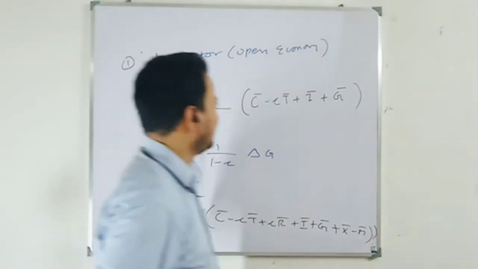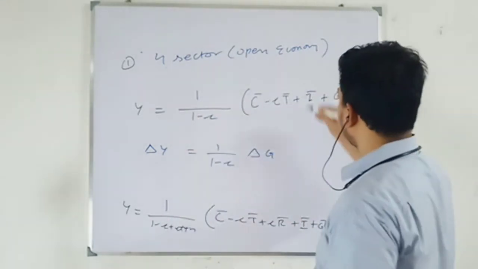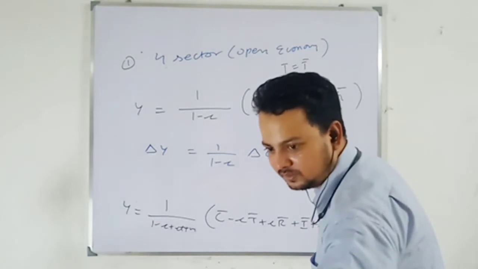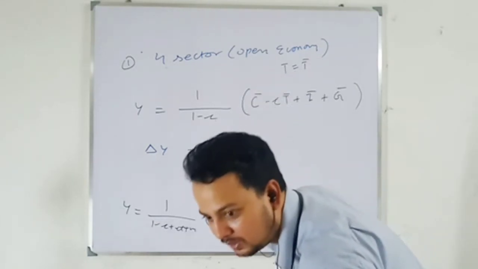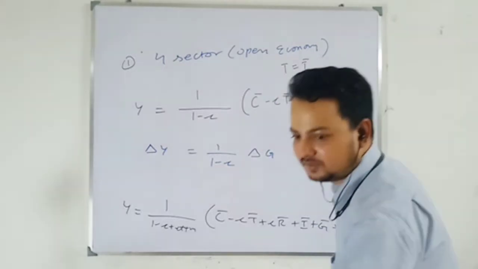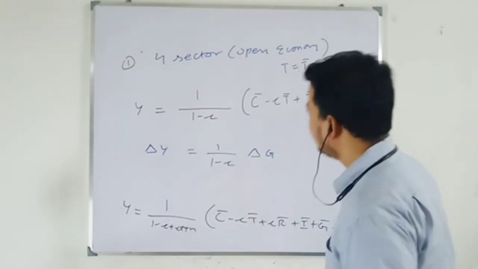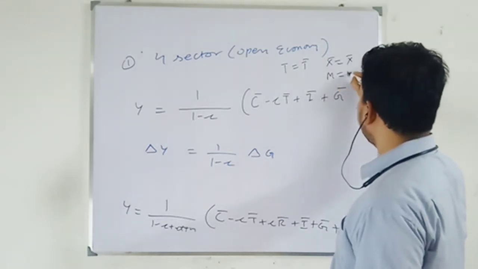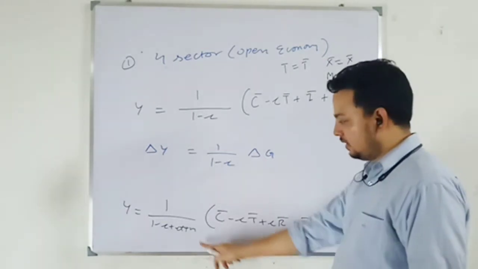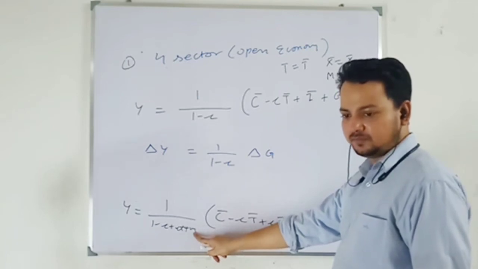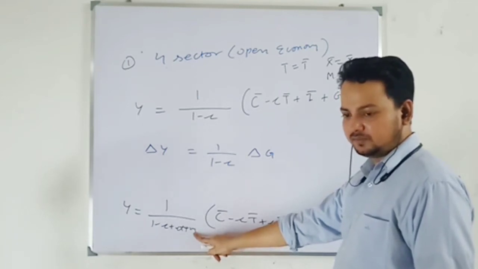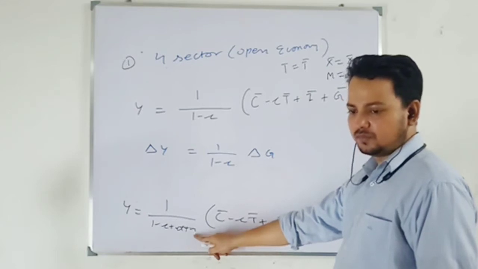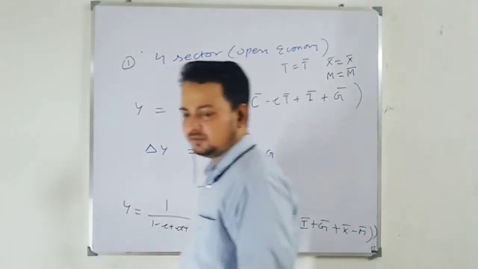So, if I take tax, I take a T bar. If export is my X bar, and if I take import only M bar, this small m will vanish. Right? Yes or no? This small m will vanish.